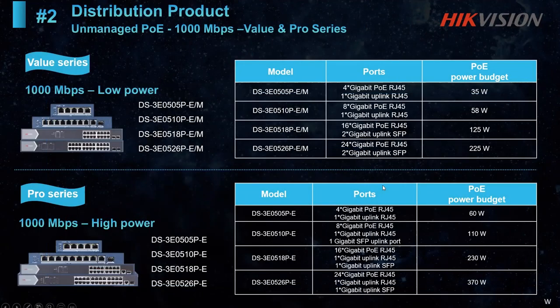Now we have come to the unmanaged PoE switch with 1000 Mbps series. As we already talked before, this has the same classification as before, with the value series and pro series. When we go from the value series to the pro series, the switching capability as well as the PoE power budget increases, and you can choose these switches according to the port requirement as well as the PoE power budget requirement of your system.